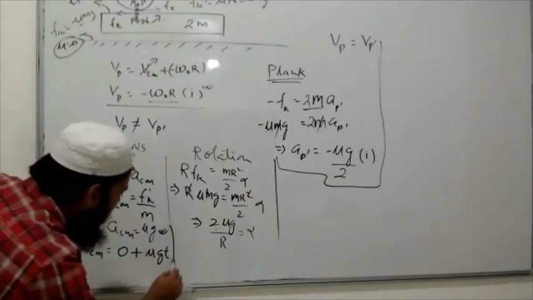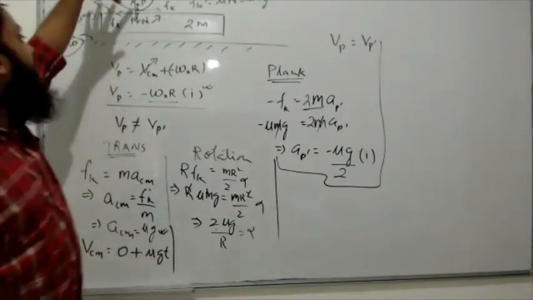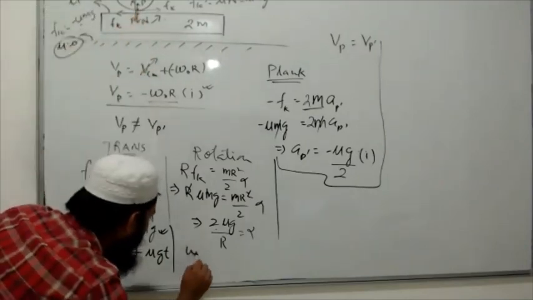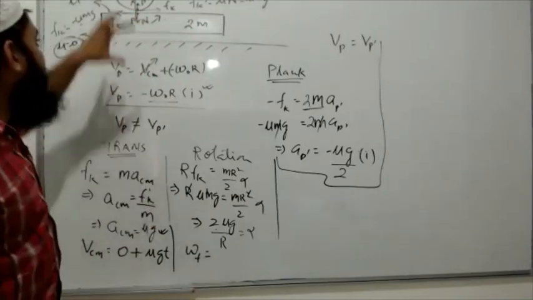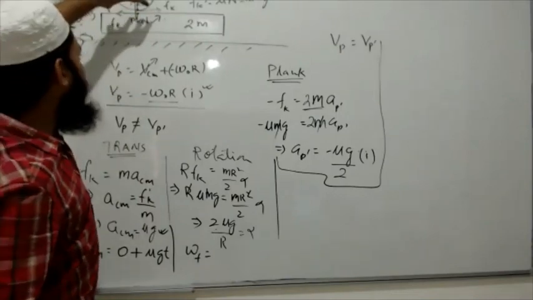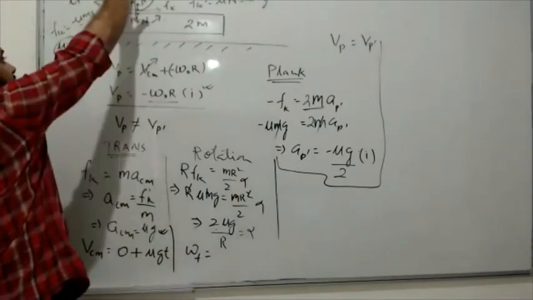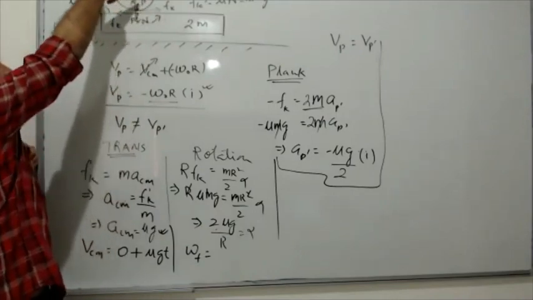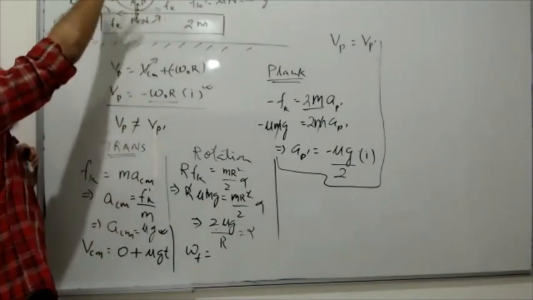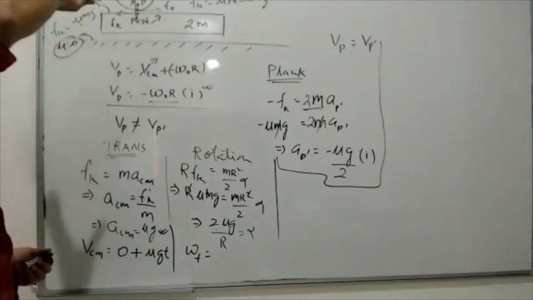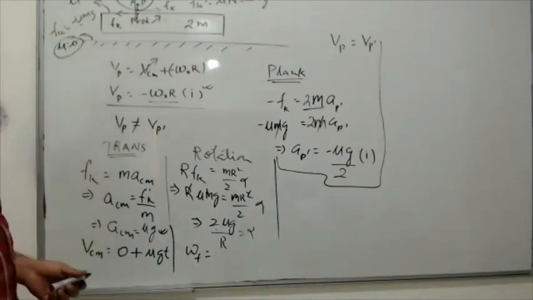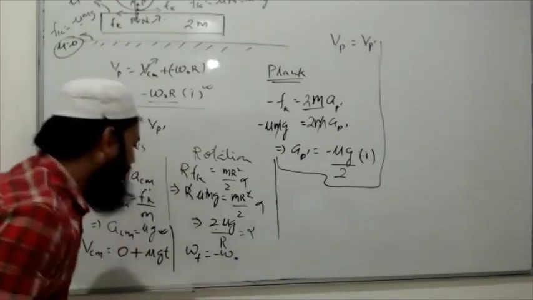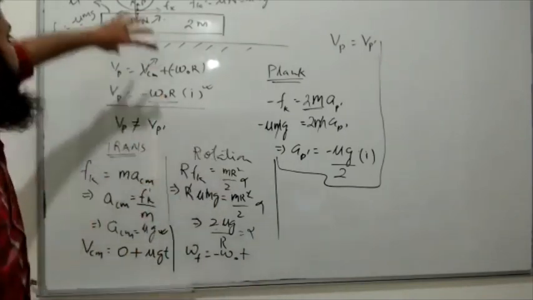Now from here you will see omega final of this point. Omega final will be equal to what? Initial omega will be in the negative direction. I am taking the anti-clockwise sense of rotation as positive and the clockwise direction as negative. So minus omega naught plus alpha t becomes positive.